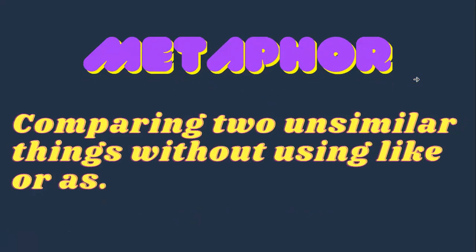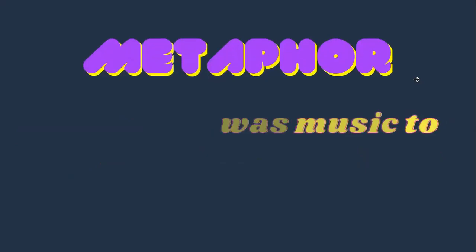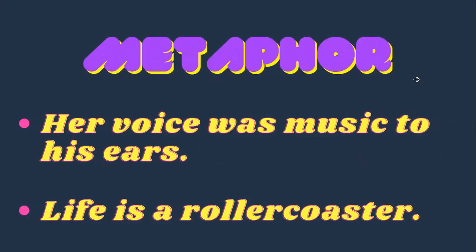Next, a metaphor. It's exactly like the simile, but without using as or like. You compare two things, but without using as or like. Let me show you an example. Her voice was music to his ears. Here, I'm comparing her voice to the music, but I didn't say her voice was like music to his ears. I didn't use like here. I compared her voice to the music, to show that she has a wonderful voice.